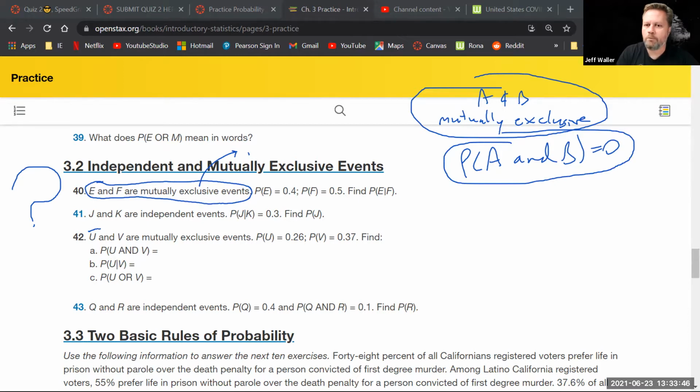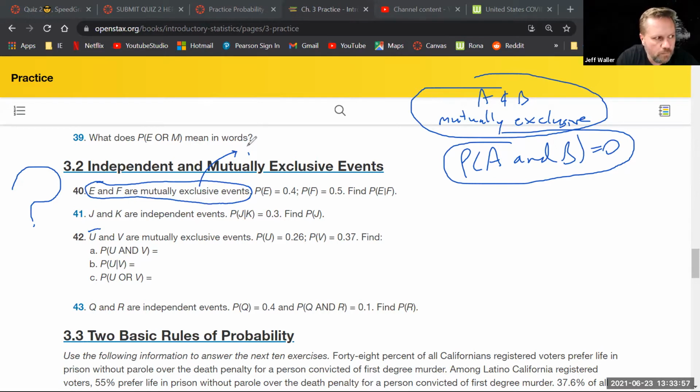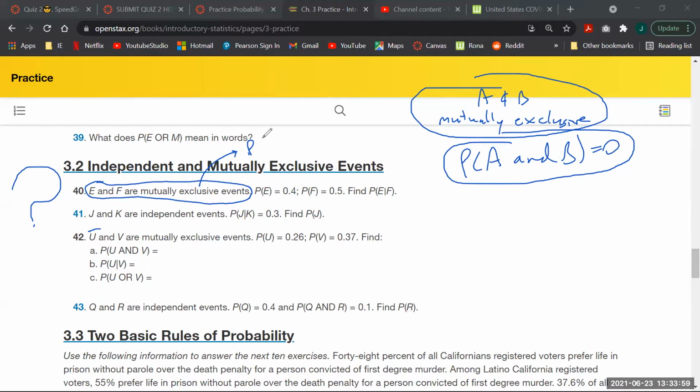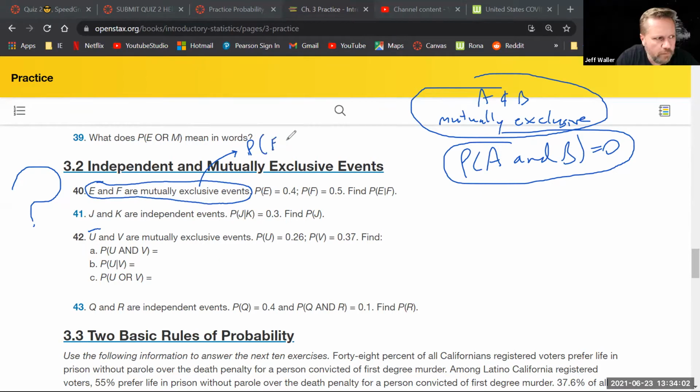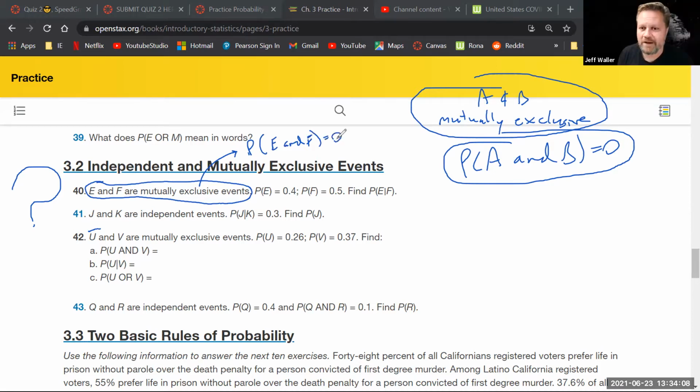I don't want words. They've already given me words. Look at these words. Oh my God. E and F. E and F, I'm sorry. Probability of E and F equals 0. Yes, right? If I know two events are mutually exclusive, I know the probability of both of them happening at the same time is 0. I can immediately write that down.